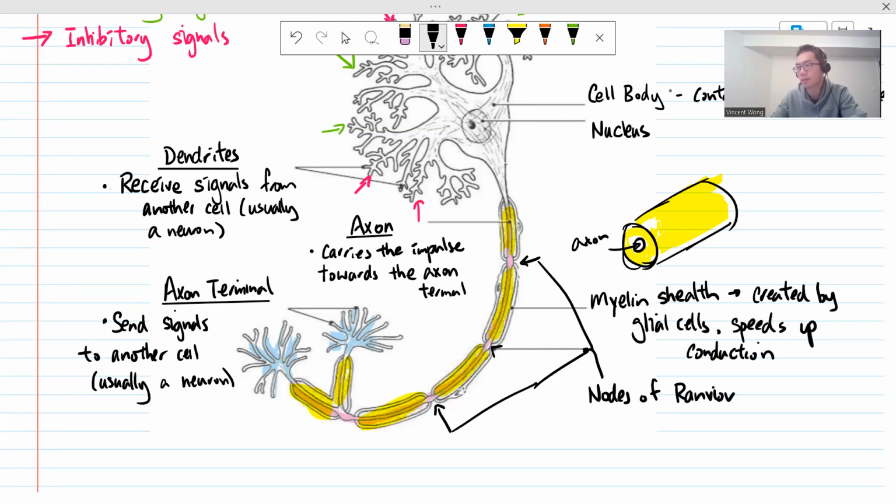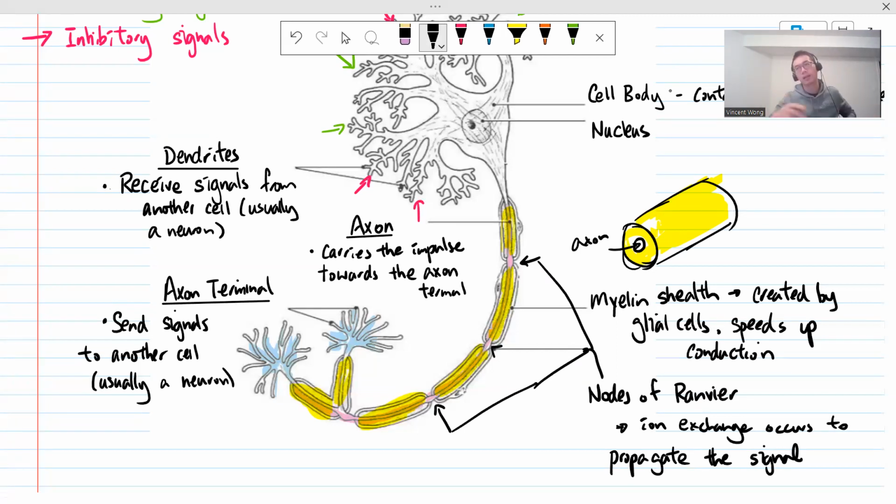Okay? Nodes of Ranvier, R-A-N-V-I-E-R, sorry. Okay. This is where ion exchange occurs to propagate the signal.